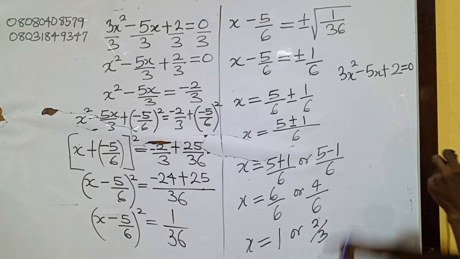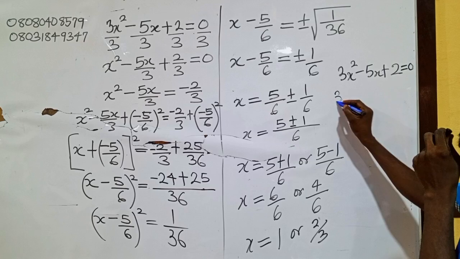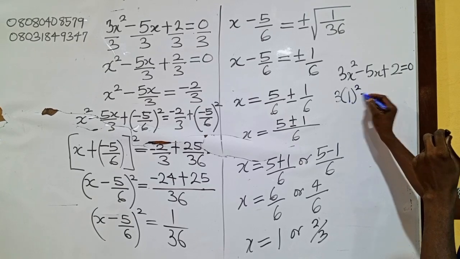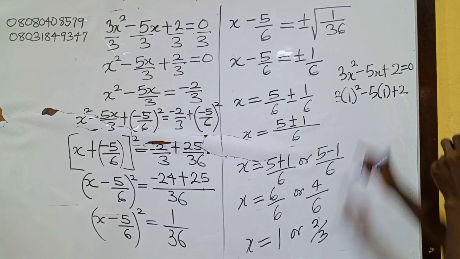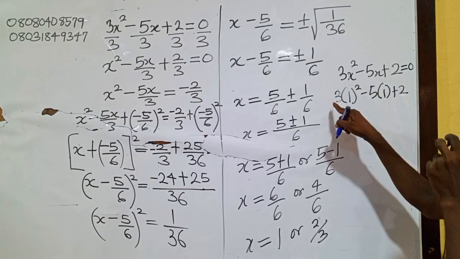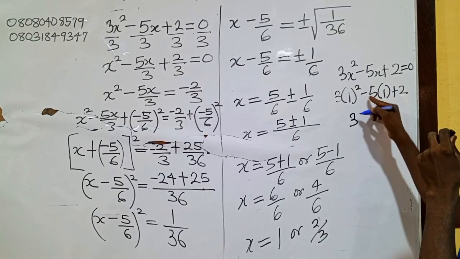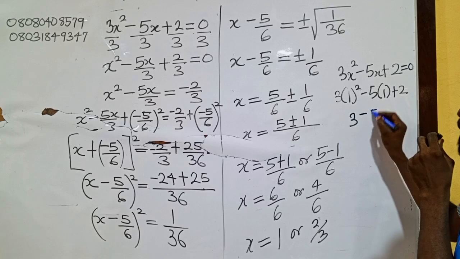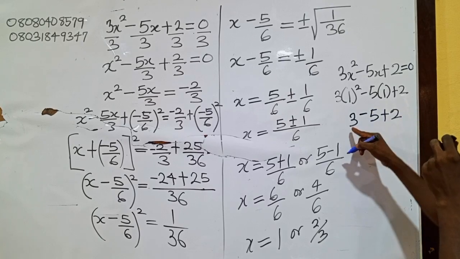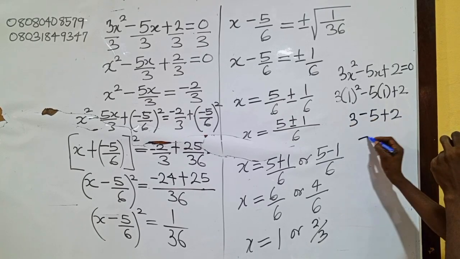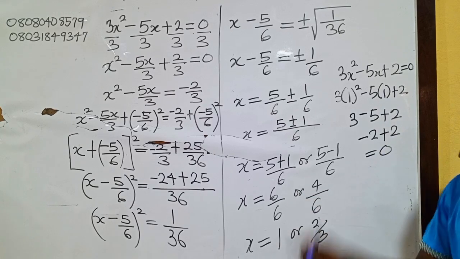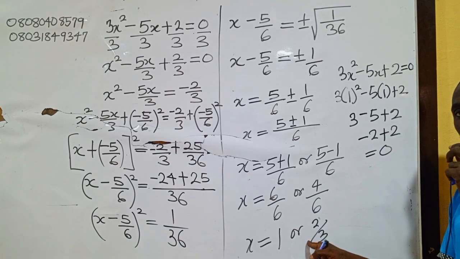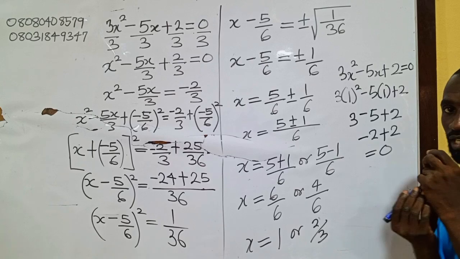So let us confirm. When I put 1 here, what do I have? 3 times 1 squared, minus 5 times 1, plus 2. Will it give me 0? 1 squared is what? Is 1. 1 times 3 is what? Is 3. Minus 5 times 1 is minus 5, and I have plus 2. 3 minus 5 is minus 2. Minus 2 plus 2 gives us what? Is 0. So it means the solution is correct. Do this one and drop your answer in the comment section below.